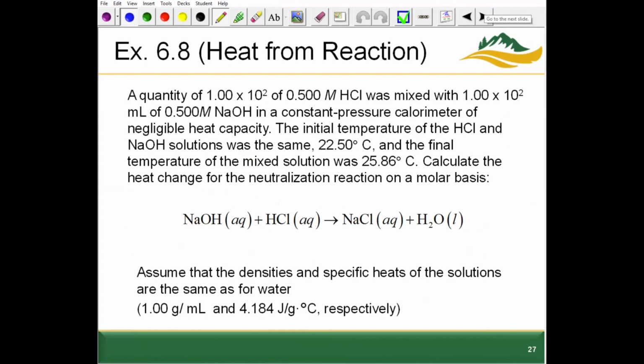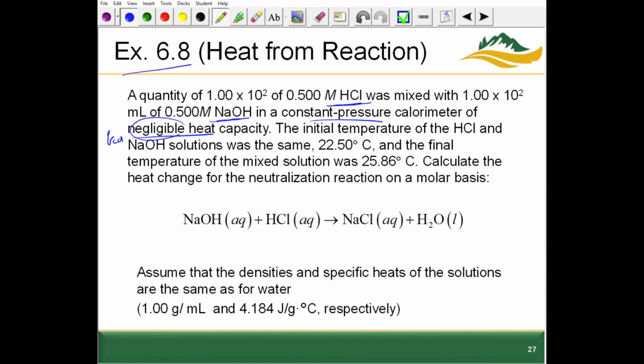Let's do another one together. So then example 6.8, we have some quantity of hydrochloric acid mixed with sodium hydroxide. So don't forget about our acids and bases here, in a constant pressure calorimeter of now negligible heat capacity. That means we're not going to be worried about the heat of the calorimeter. It's at a negligible heat capacity.